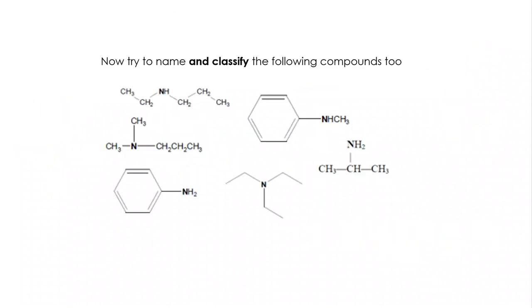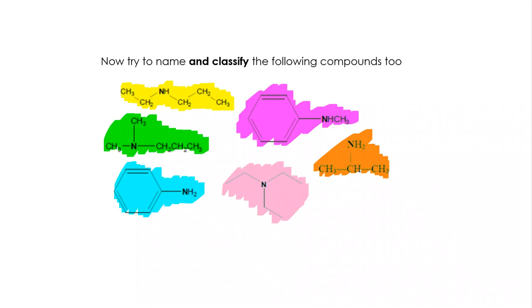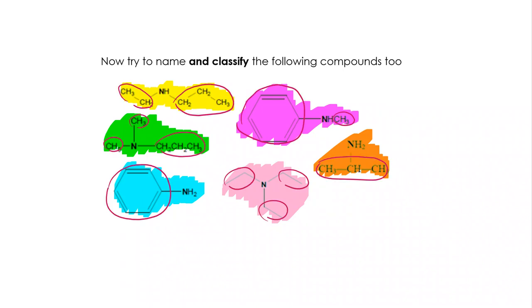Okay, we've got some more complicated ones to name now. I'm going to colour code these so we can see the answers. Have a go at naming them, and then see how you do. First thing I'm going to do is highlight the different alkyl groups coming off and where they are. So, and now I can classify them.